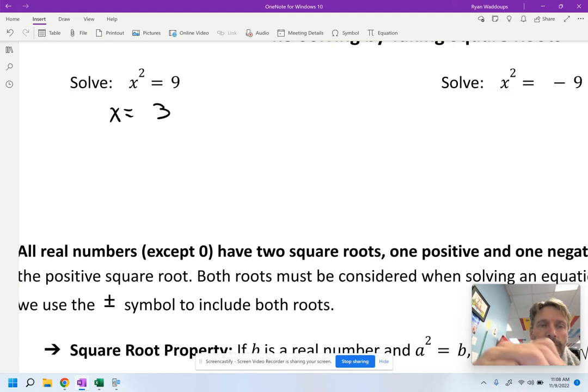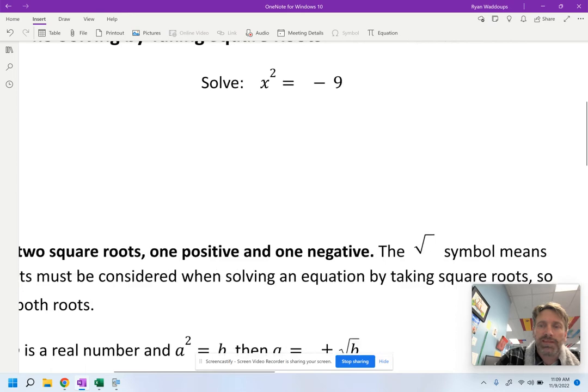But if you think about it a little bit further, you could say, well, there's another number that if I multiply it by itself, I get 9. And that would be, so I'm going to just write, or -3, because a -3 times a -3 is also positive 9.